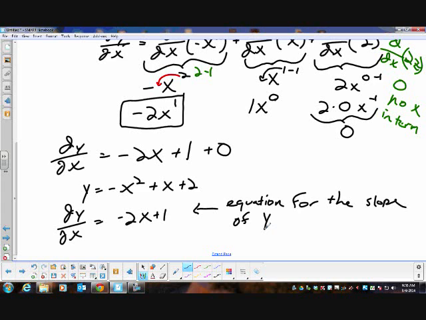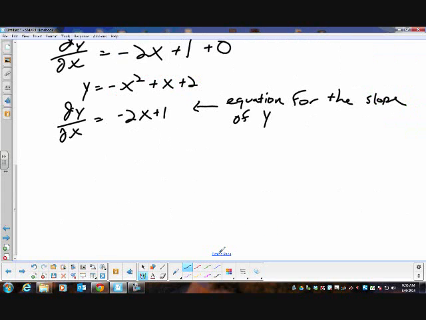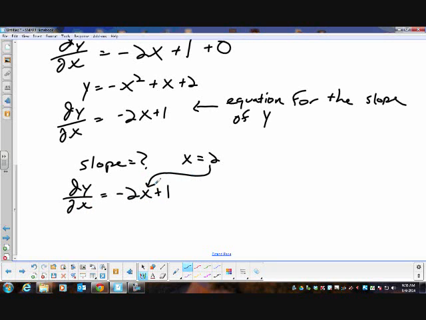So if I want to find the value of the slope for y, let's say I want to find the slope when x is equal to 2. I take the derivative of y with respect to x, negative 2x plus 1, and then I plug in 2 for x. So then what that's going to give me is negative 2 times 2 plus 1, negative 4 plus 1, which is negative 3. So at x is equal to 2, my slope has a value of negative 3.